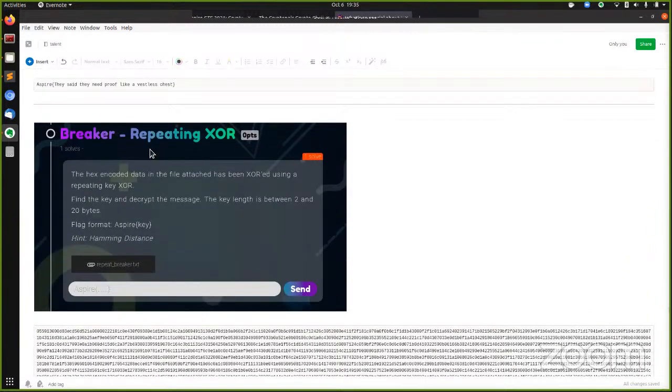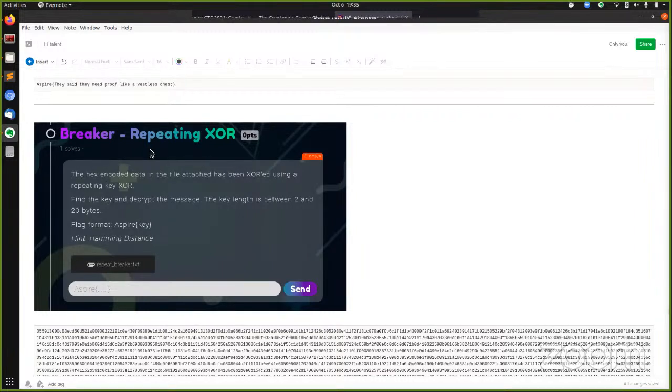So the next one is, again, a bit harder than the previous ones. This one is called repeating XOR. It's also a breaker challenge. The challenge says: the hex encoded data in the file attached has been XORed using a repeating key XOR. Find the key and decrypt the message.